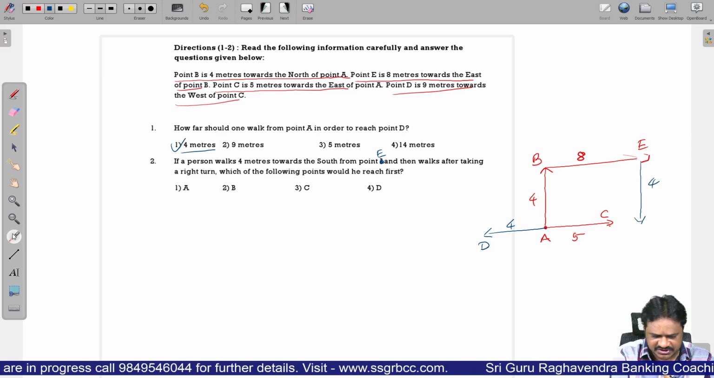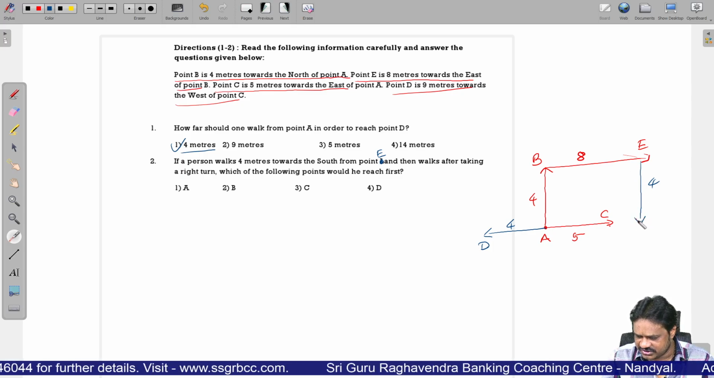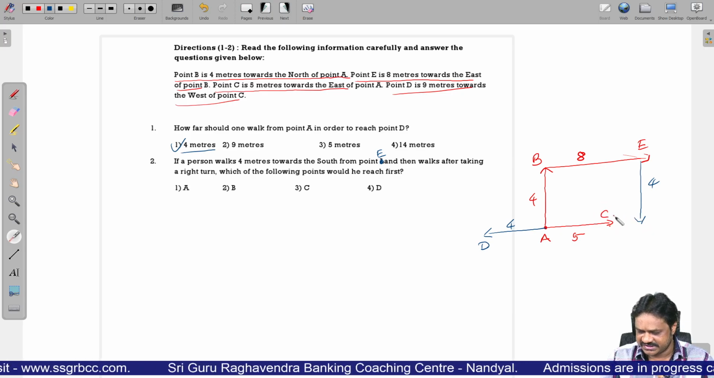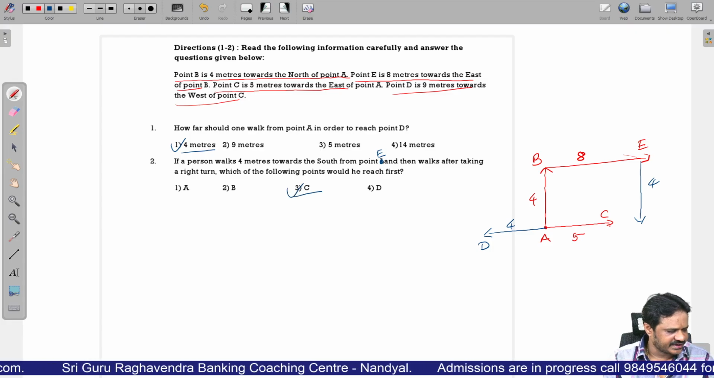How can you say this is 4 meters? Because this is 4 meters, this is also 4 meters. Then takes a right turn. Already I told, a south facing person taking right means moving to the left. This way you have to move. So which point will he reach first? C. C is the correct answer. 3 is the correct answer.